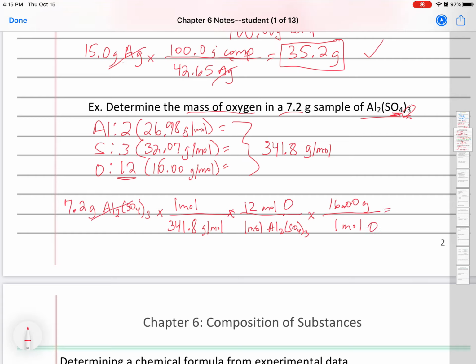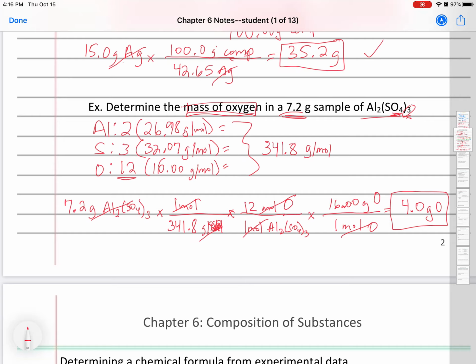So our grams of aluminum sulfate cancel out. This should just say grams. Our moles of aluminum sulfate cancel out. Our moles of oxygen cancel out, and we're going to end up with grams of oxygen, the mass of oxygen. So 7.2 times 12 times 16 divided by 341.8 comes out to a nice even 4.0 grams of oxygen. So in a 7.2 gram sample of aluminum sulfate, there are 4.0 grams of oxygen.